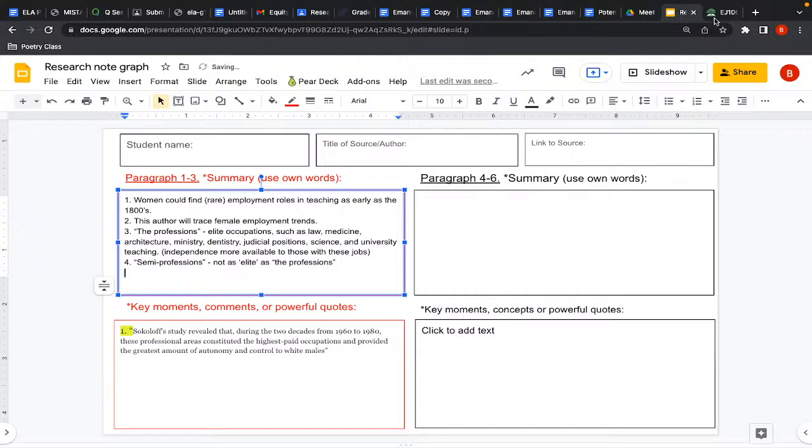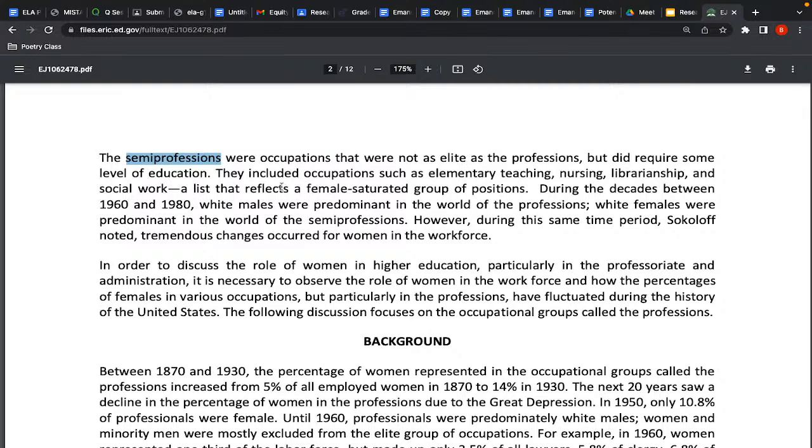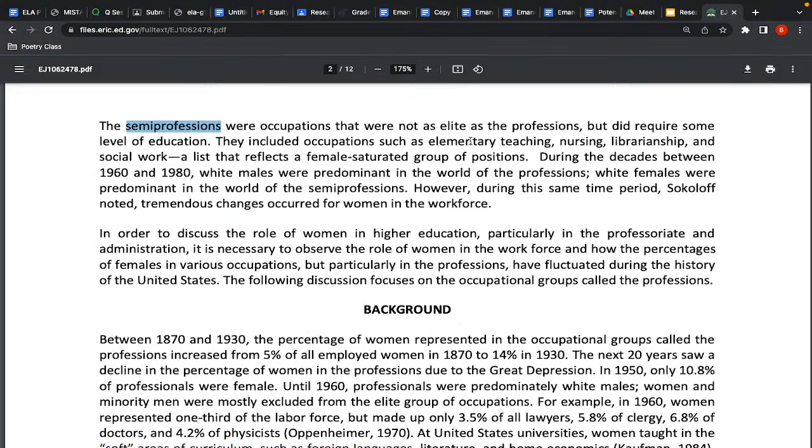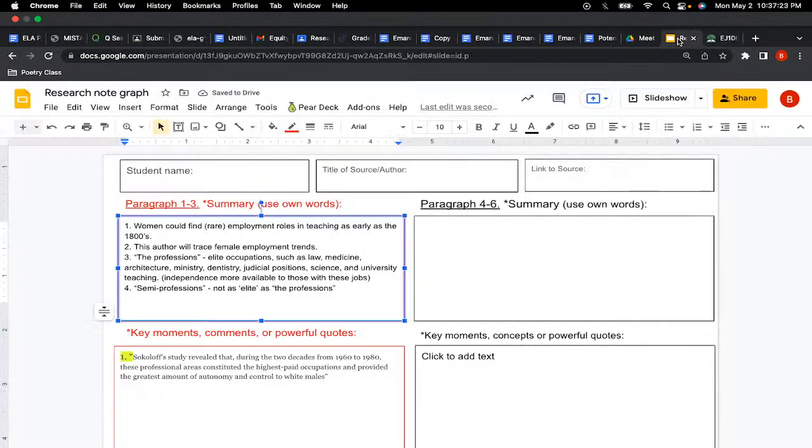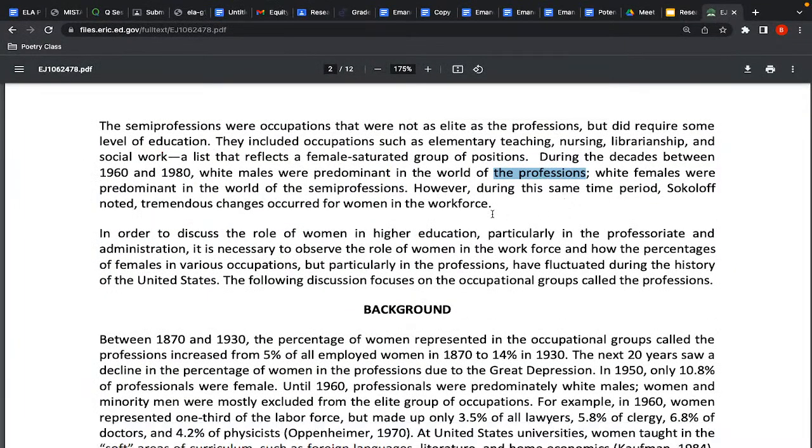Anyways, so what is she going to say? They included occupations such as elementary teaching, nursing, librarianship, and social work. A list that reflects a female-saturated group of positions. During the decades between 1960 and 1980, white males were predominant in the world of the professions. I feel like she should be using italics around that or something. But anyway, white females were predominant in the world of semi-professions. However, during the same period, Sokolov noted tremendous change occurred for women in the workforce. Okay. We're getting the lay of the land.